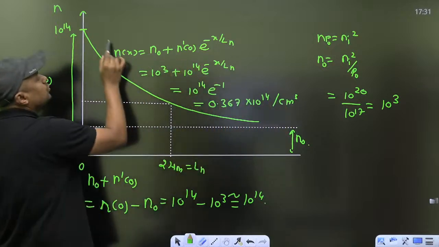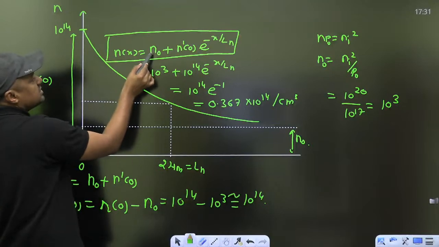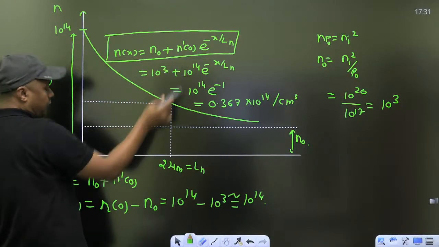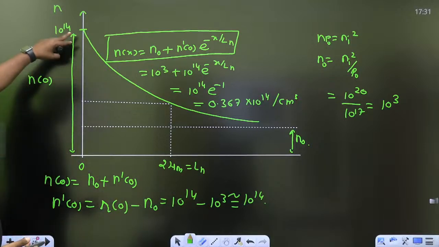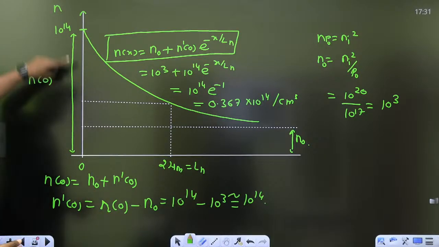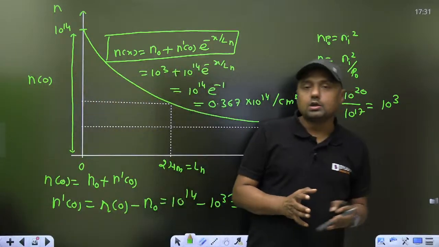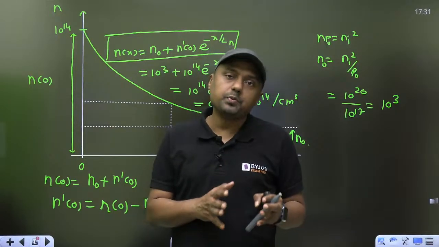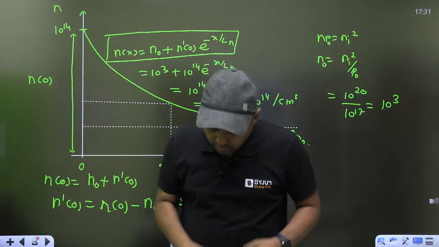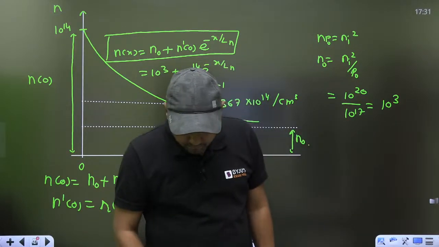So you have to use this formula. And N0 is negligible, N dash 0 is 10 to the power 14. Already I have calculated. This is called excess electron concentration at x is equal to 0. This is called total hole concentration at x is equal to 0. Why are we talking about electron concentration? Because it is a p type bar, so the electron is a minority carrier in p type. And this phenomenon is called low level injection, guys. Okay, so that is the case.